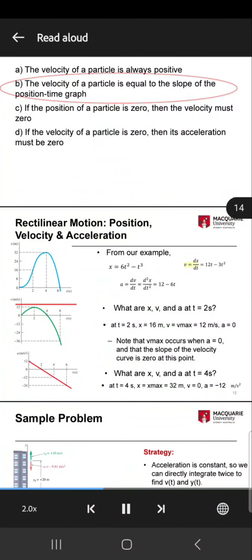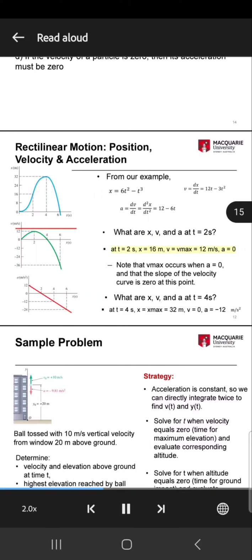Rectilinear motion. Position, velocity, and acceleration. Velocity v equals dx over dt equals 12 minus 3t squared. What are x, v, and a at t equals 2 s? At t equals 2 s, x equals 16 meters, v equals v max equals 12 meters per second, a equals 0.